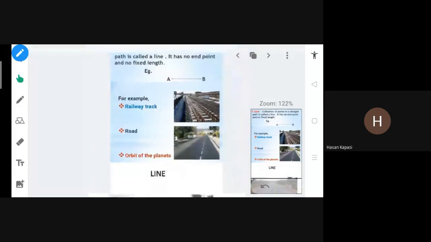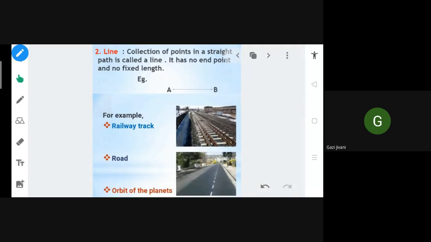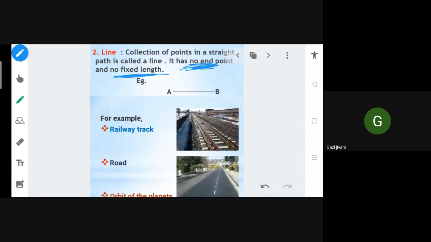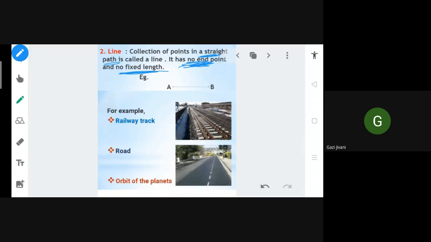So you can see the next topic. That point topic is over. Now this is the next: line. Both these things you have to see: it has no end, it has no fixed length, and it is straight. Those words you have to keep in your mind. Understood? Yes, ma'am.